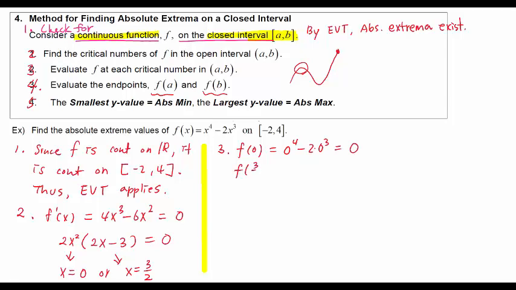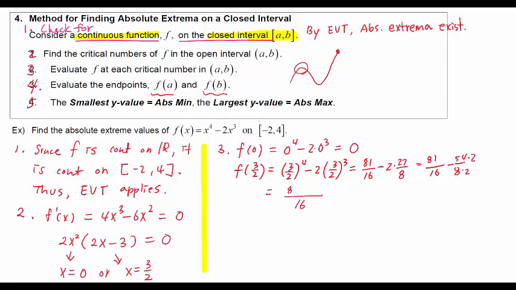F of 3 over 2 is 3 over 2 to the 4th power minus 2 times 3 over 2 to the 3rd power, which is 81 over 16 minus 2 times 27 over 8. So then that's equal to 81 over 16 minus 54 over 8. I'm going to get a common denominator so I can subtract them, and the common denominator is 16. 81 minus 108 will be negative 27 over 16.